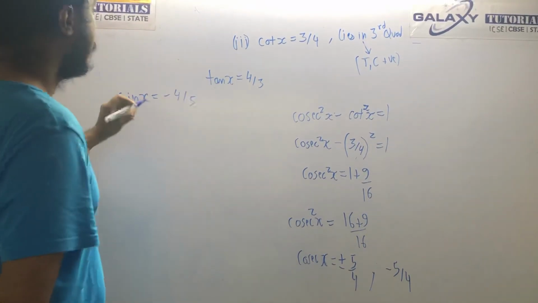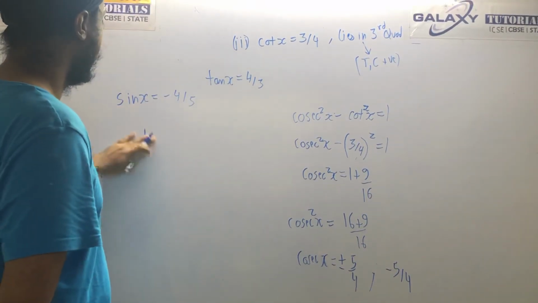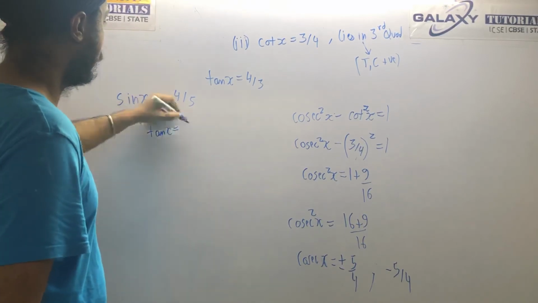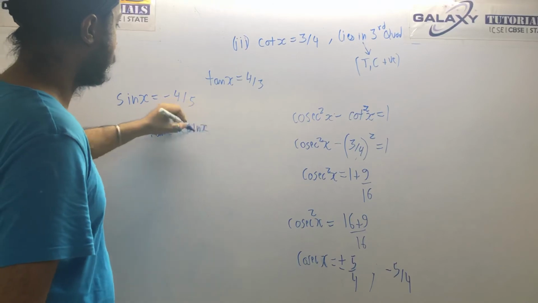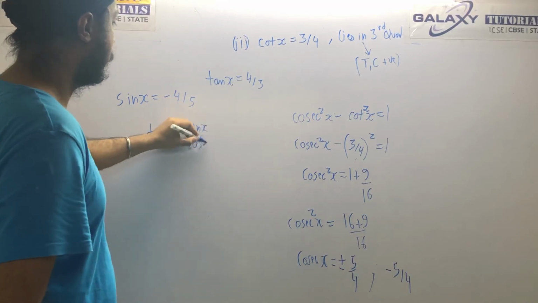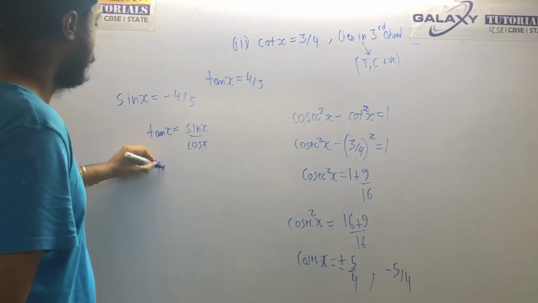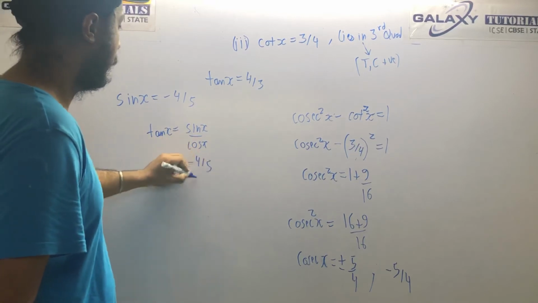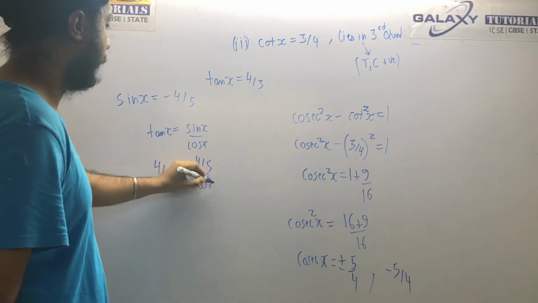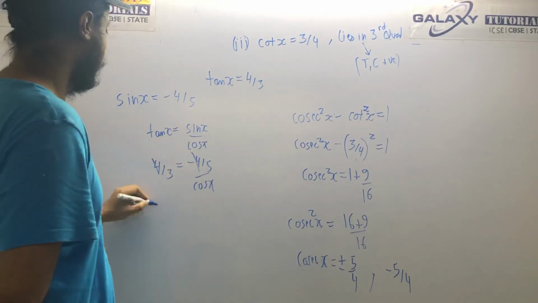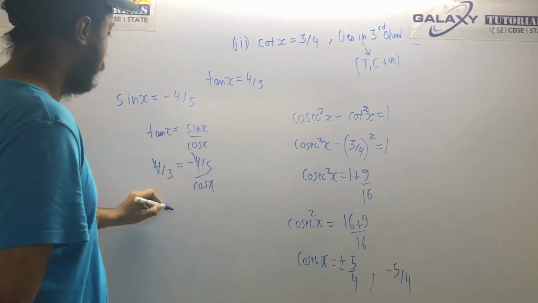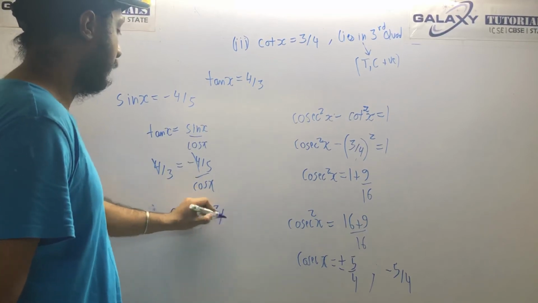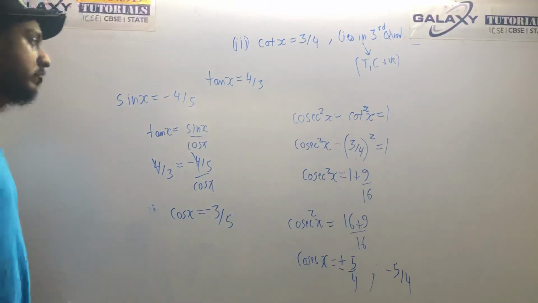Now see, tan x is 4 by 3. Tan x is equal to sin x upon cos x. Sin x is minus 4 by 5. Cos x will be, you can find, 4 cancel. So cos x is minus 3 upon 5. Okay, cos x also you know now.